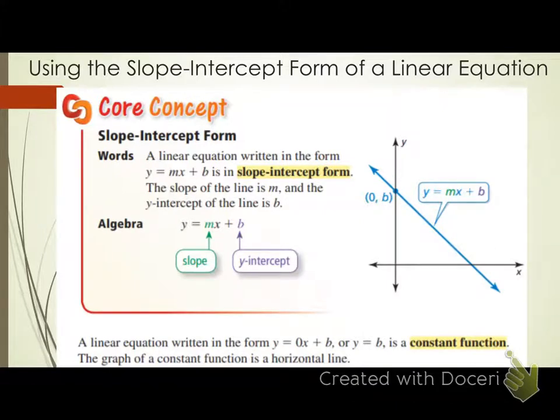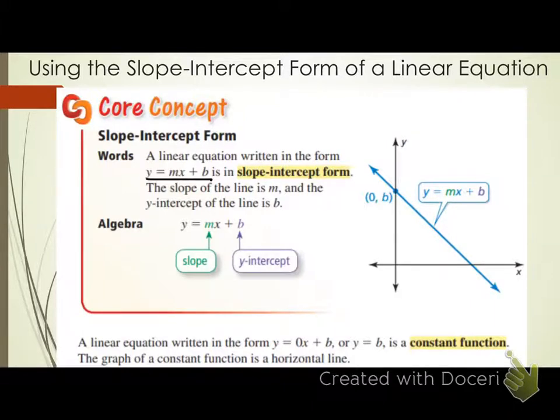Okay, slope-intercept form. We've talked about it a little bit before. You also need to have this memorized. Slope-intercept form. A linear equation written in the form y equals mx plus b is in slope-intercept form. You need to have that written down with slope-intercept form written next to it so you can memorize it. Y equals mx plus b is in slope-intercept form. The slope of the line is m. Remember, we use m to represent slope. And the y-intercept of the line is b. Slope-intercept form, it will always be the y-intercept, not the x-intercept. Okay?